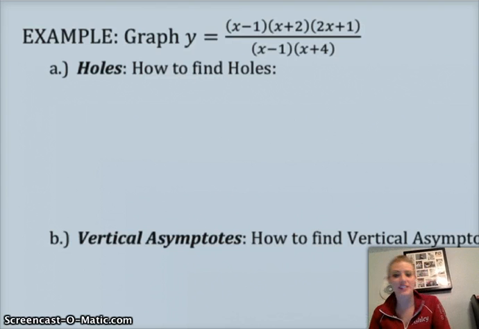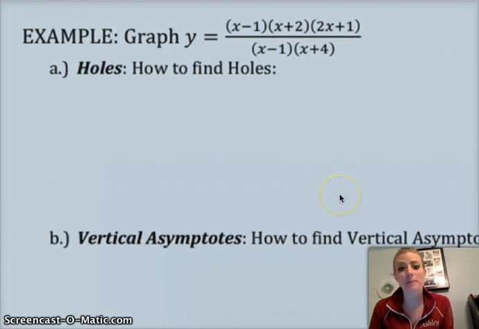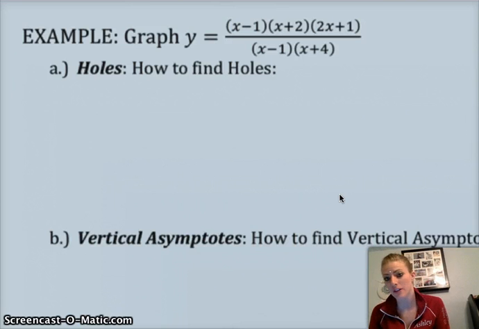All right, so here's our first example. Y equals x minus 1 times x plus 2 times 2x plus 1 over x minus 1 times x plus 4. Okay, so this is already in factored form, so you don't have to do any factoring yet. But I just want to show you the rest of it. So step number 1 is finding the holes. So remember, we always have problems when the denominator is 0. So we know for a fact we're going to have a problem when x equals 1 and x equals -4, right? Because that's what makes the denominator 0.